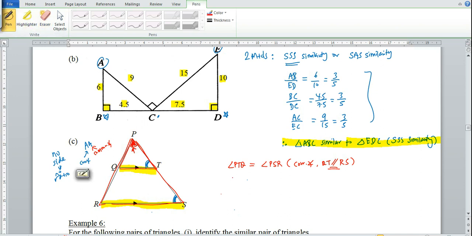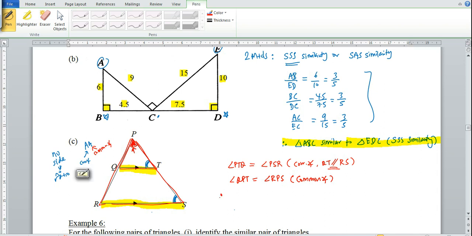The next A is my common angle. Angle QPT is equal to angle RPS, and the reason is common angle. Notice that I cannot always say given. It's not actually directly given. It is deduced from my parallel line properties as well as overlapping triangles. So I can use these 2 reasons instead of just saying given.